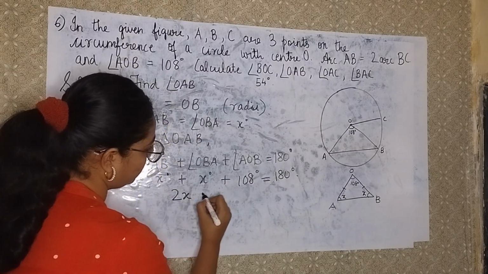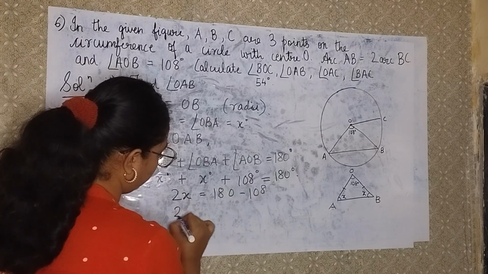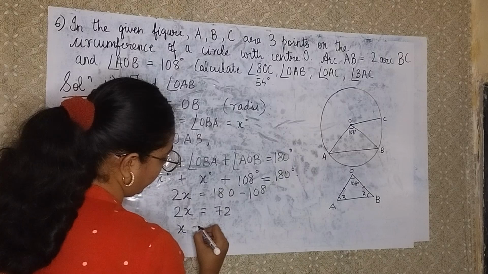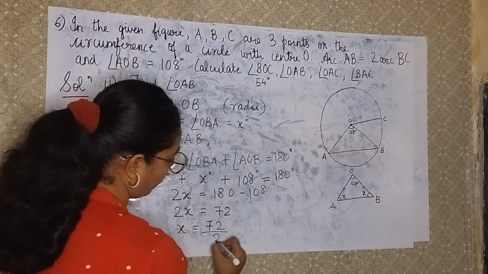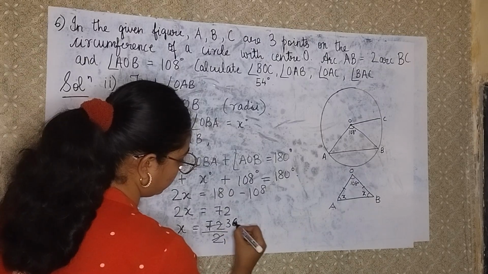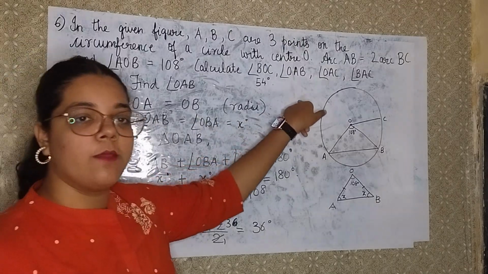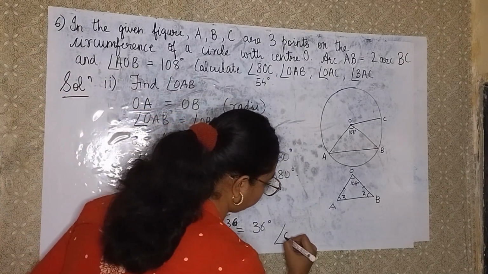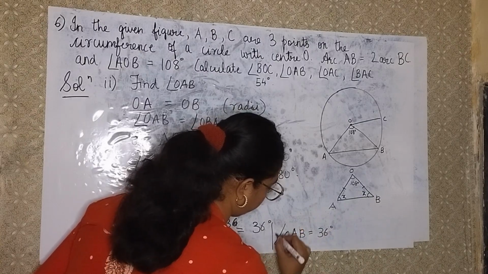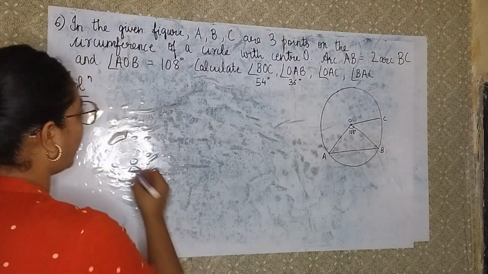That is 2x equal to 180 minus 108. 2x equal to 72. X equal to 72 upon 2, that is 36 degrees. Here X, that is angle OAB, is 36 degrees. This is the second part of the question. Moving on to the third part.